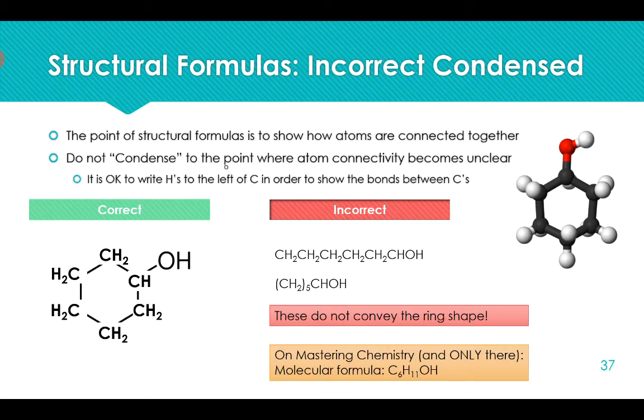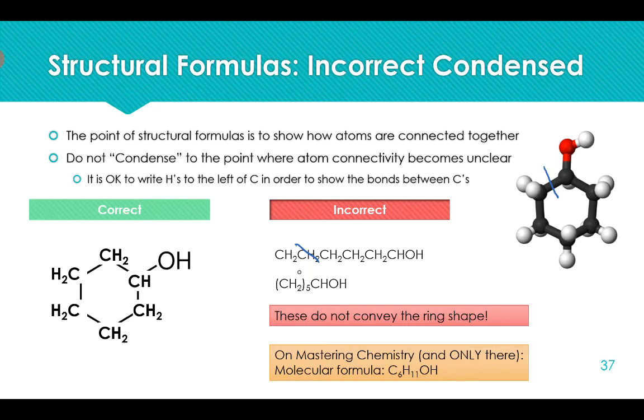This also speaks to how not to do a condensed structural formula. Let's take this ring structure for instance. For conveying a condensed structural formula for a ring-like structure, you would still want to label all the corners of your ring and show that they are connected in a ring-like structure. It is incorrect to break this ring open and lay it all out in one line.